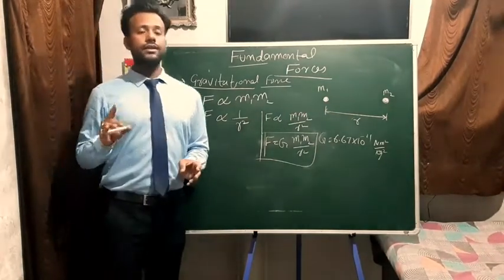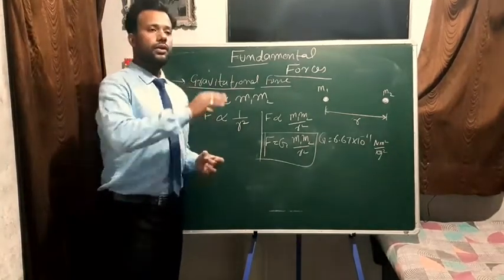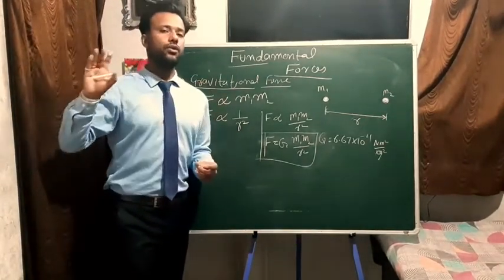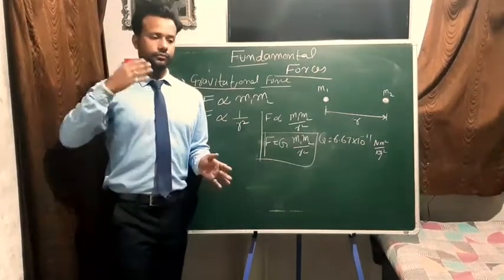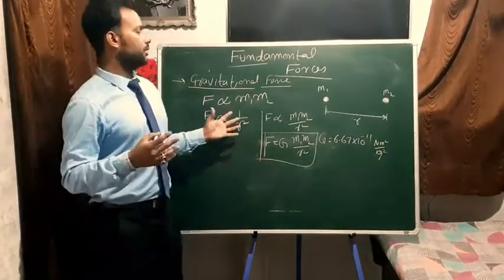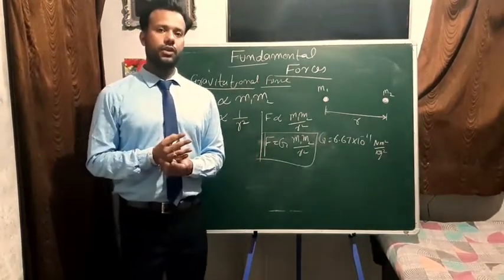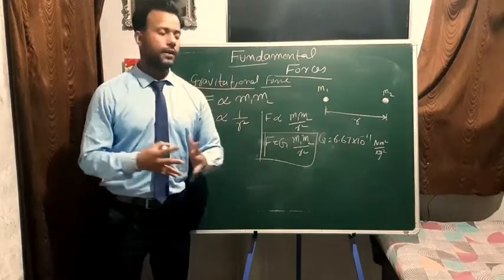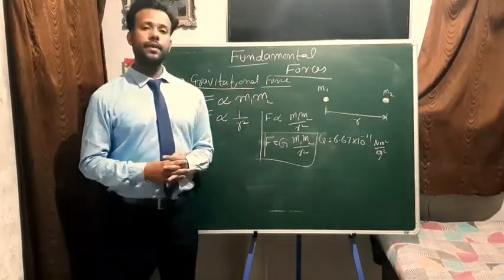When we say this is a universal constant, it means that if you go anywhere in the entire universe, the value of this capital G will remain the same. It will not change, right? We have the complete gravitation chapter in our syllabus also, and we'll study it more thoroughly. So this is G.